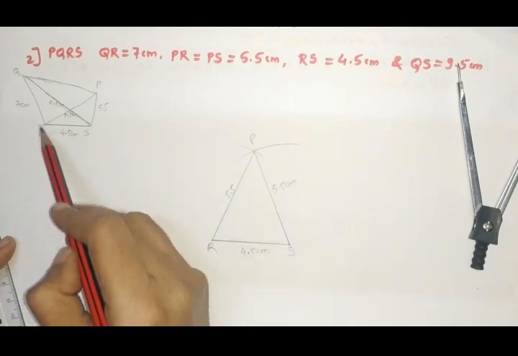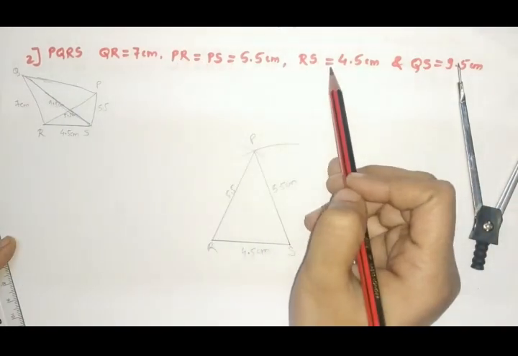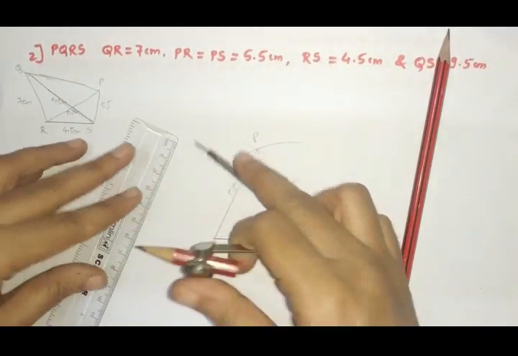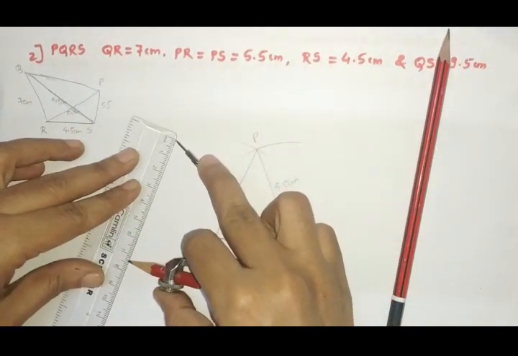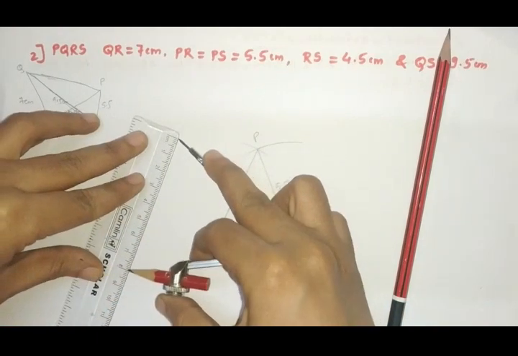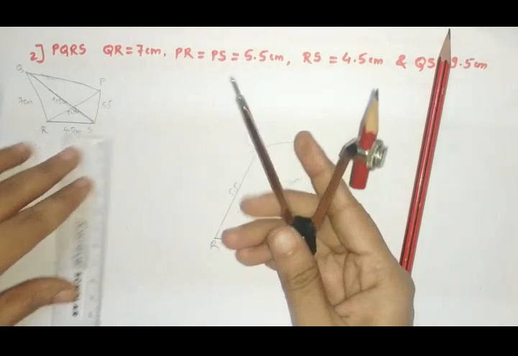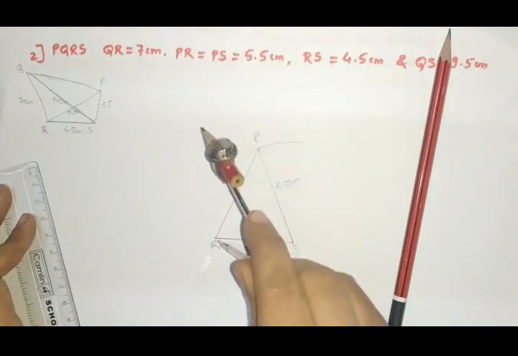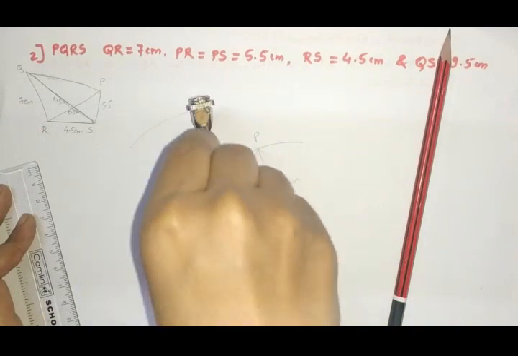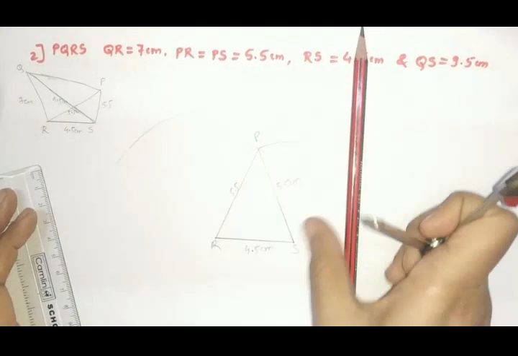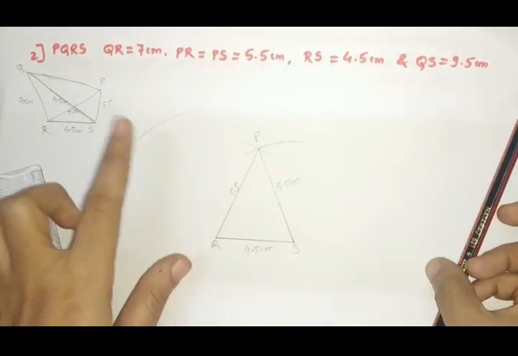Now from R to Q we need to go. That is RQ, 7 centimeter. So we'll take 7 centimeter in the compass. So this is 7 centimeter. Now we take R as a center and we will cut this arc of 7 centimeter. Now somewhere here is located the point Q.